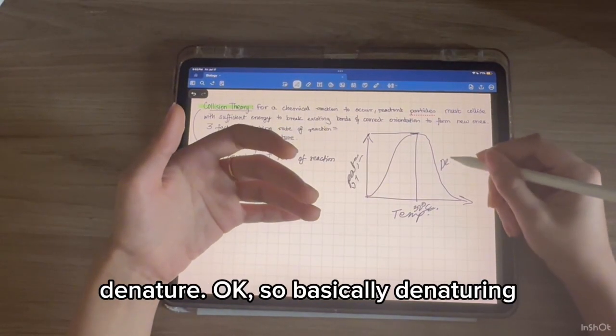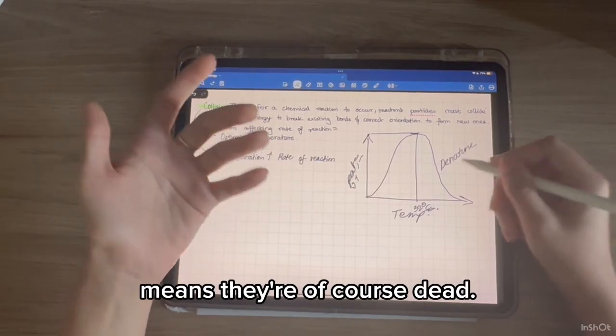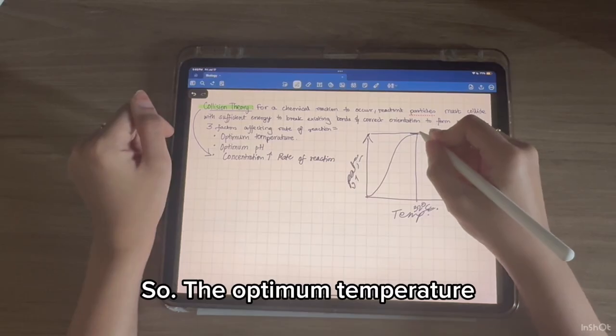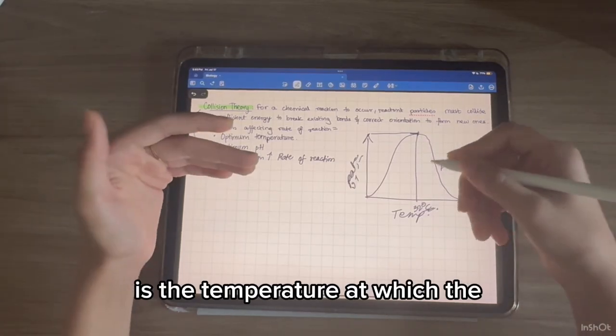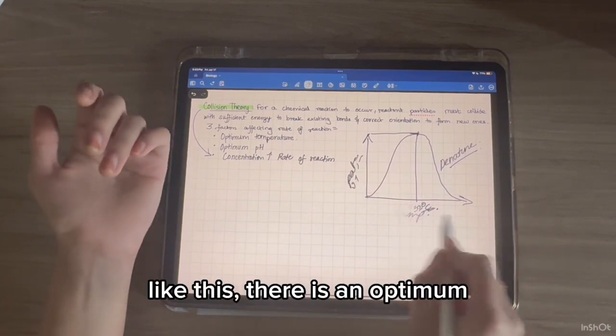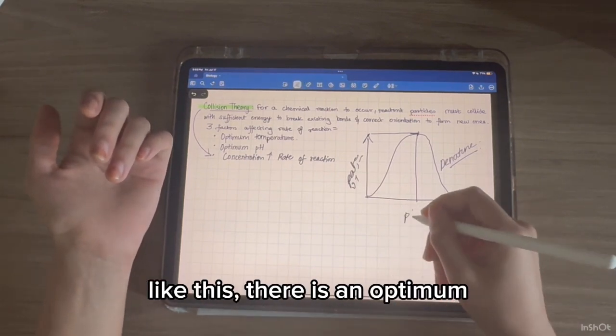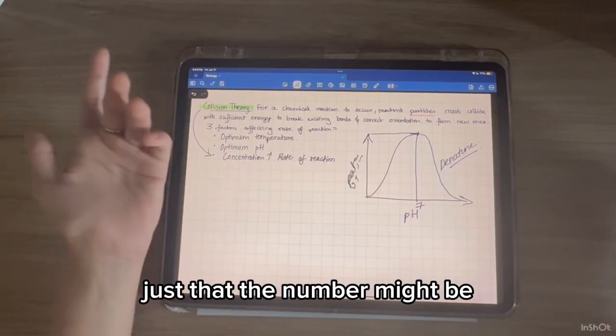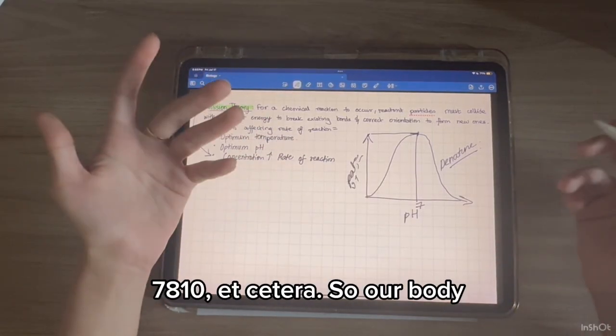Okay, so basically, denaturing means they're, of course, dead. So the optimum temperature is the temperature at which the enzyme works best. Now, just like this, there is an optimum pH. Same kind of graph, just that the number might be 7, 8, 10, etc.